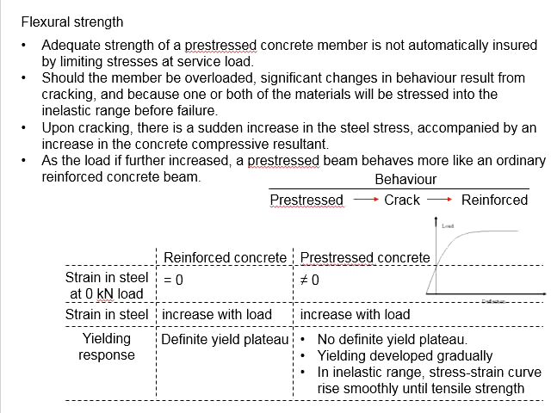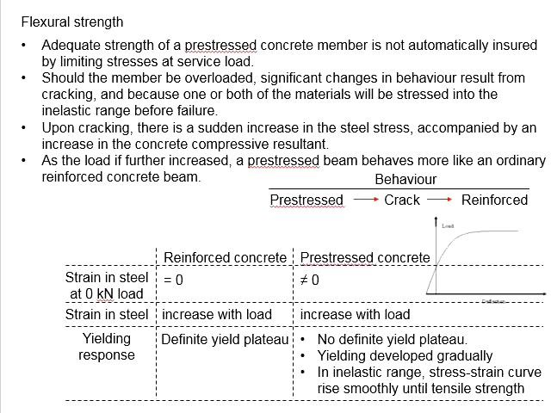And the loads are estimated on the basis of the characteristic load, which covers 95% of the cases. With that, there are still chances that the member is subjected to overloading conditions. Should the member be overloaded, significant changes in behavior result when cracking occurs. It is because one or both of the concrete and steel materials are stressed into inelastic regions before failure.